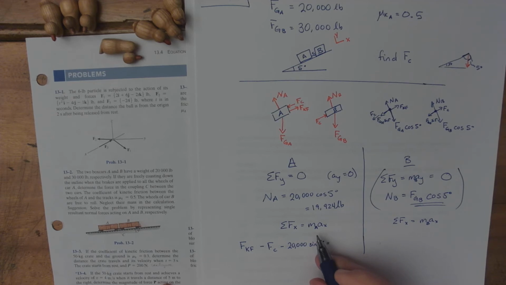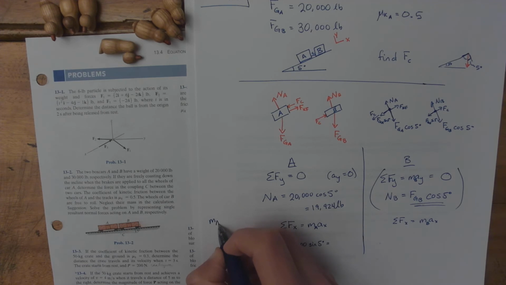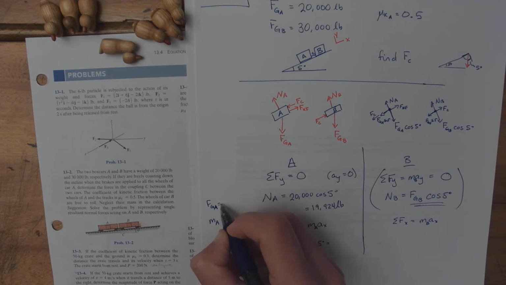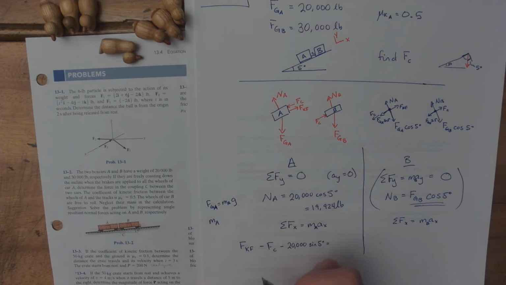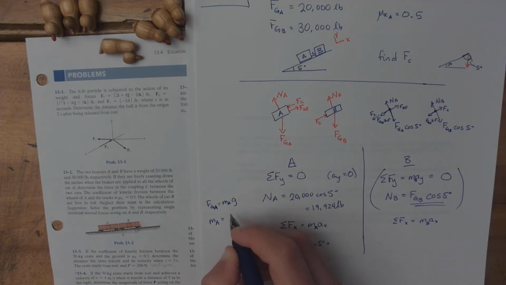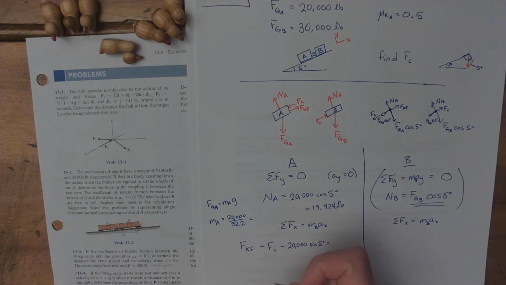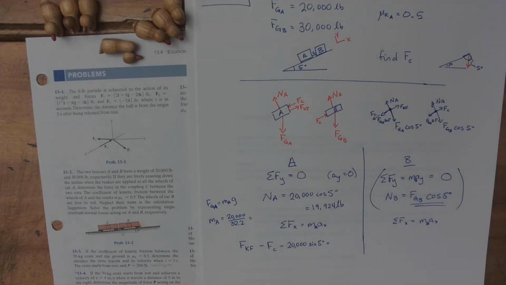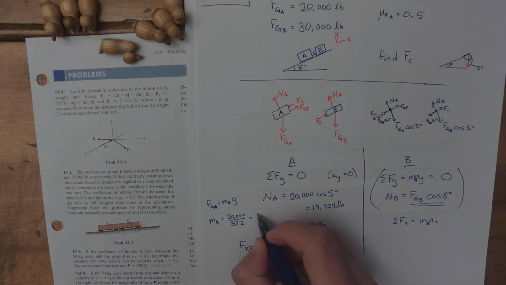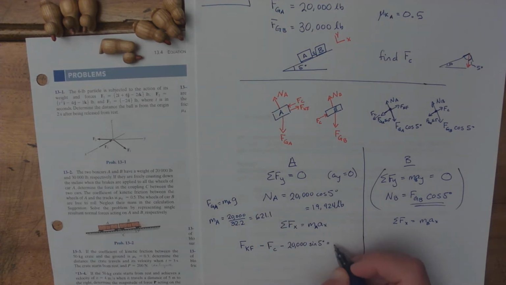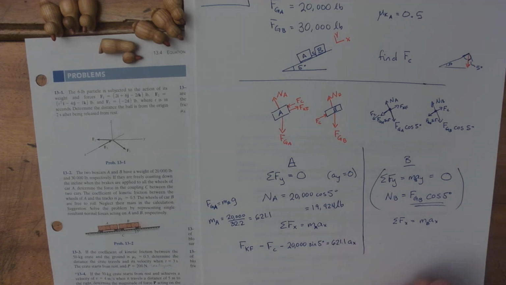Well, we weren't given the mass, we were given the weight, but we can find the mass. I'll just do this off to the side. Because I know the weight is equal to the mass times little g. So the mass is equal to 20,000 pounds divided by 32.2, which is 621.1. So that's the mass times the acceleration in the x direction.